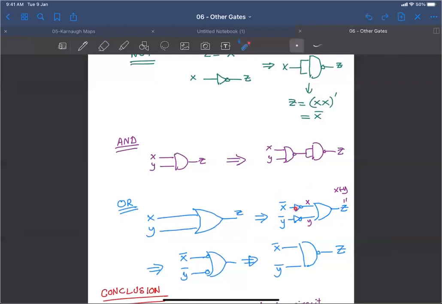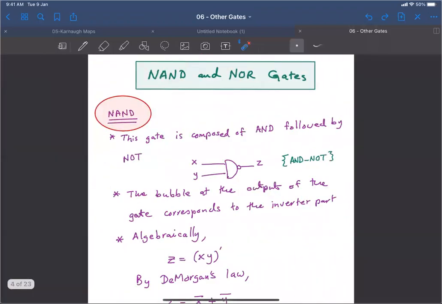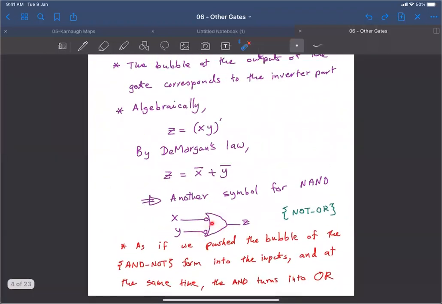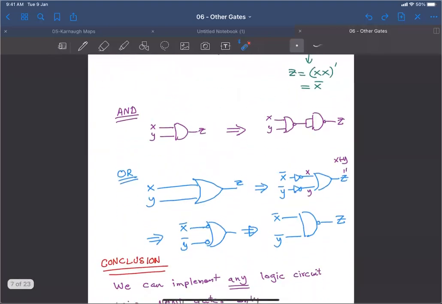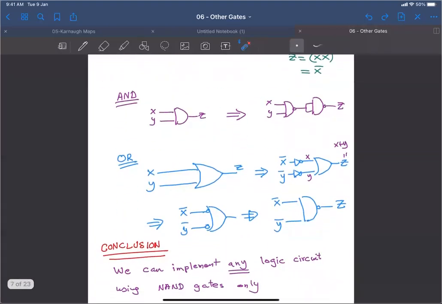Now, if I take this inverter and convert it to a bubble here, and push this inverter and put it as a bubble here, then we have X complement NANDed with Y complement, because this is nothing but the other symbol of the NAND. Remember the other symbol of the NAND? This is the other symbol of the NAND, which is the NOT OR symbol or variation of the NAND gate. So eventually this is nothing but X complement NANDed with Y complement.